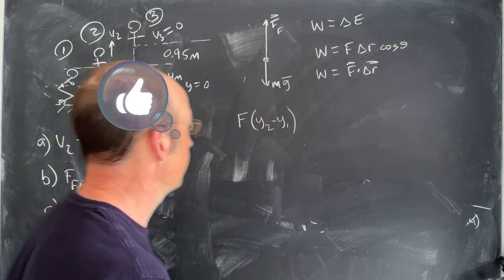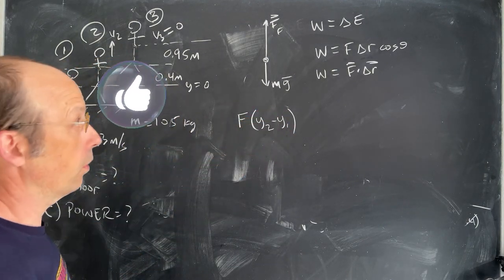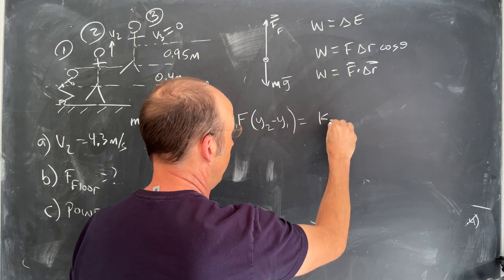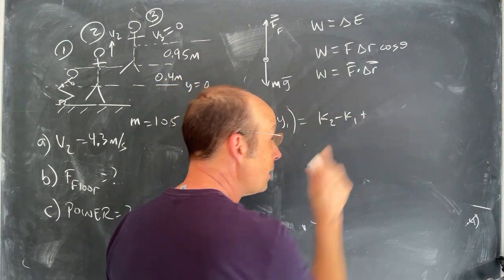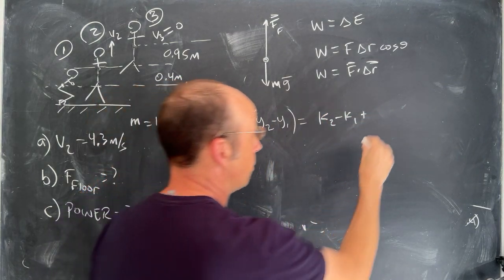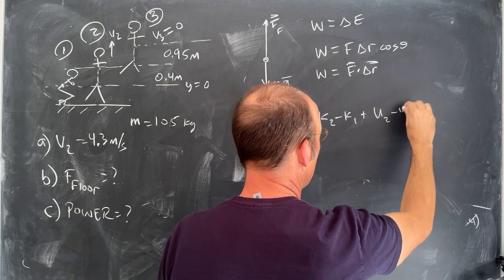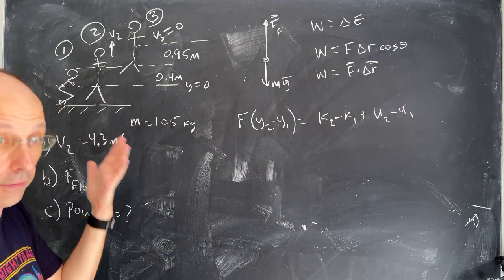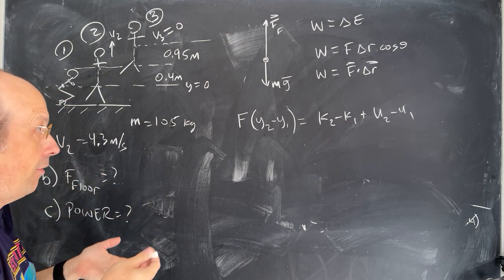Okay, so that's the work done by the floor. And now that's going to be equal to the change in kinetic energy. I'm just going to write it out as K2 minus K1 plus the change in gravitational potential energy, U2 minus U1. Right? We can't forget that. It's not just the floor making the person accelerate. It's the floor, and gravity's pulling on them too.